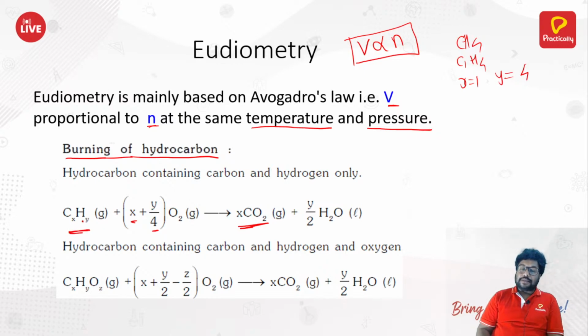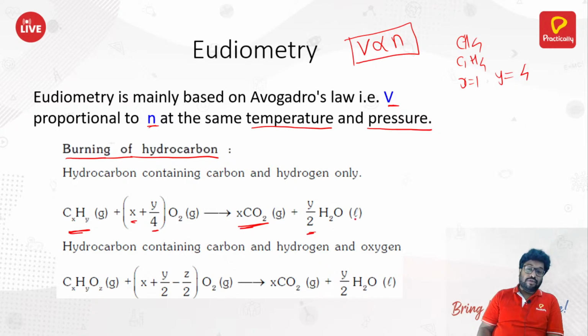Look at here. Suppose you have C5H12. The C5H12 will always give you 5 CO2. That means in C5H12, x is equal to 5, right? And so that gave you 5 moles of CO2. So that is why CxHy in the gaseous form, on combustion with (x plus y/4) moles of O2, gives you x moles of CO2 and y/2 moles of H2O.